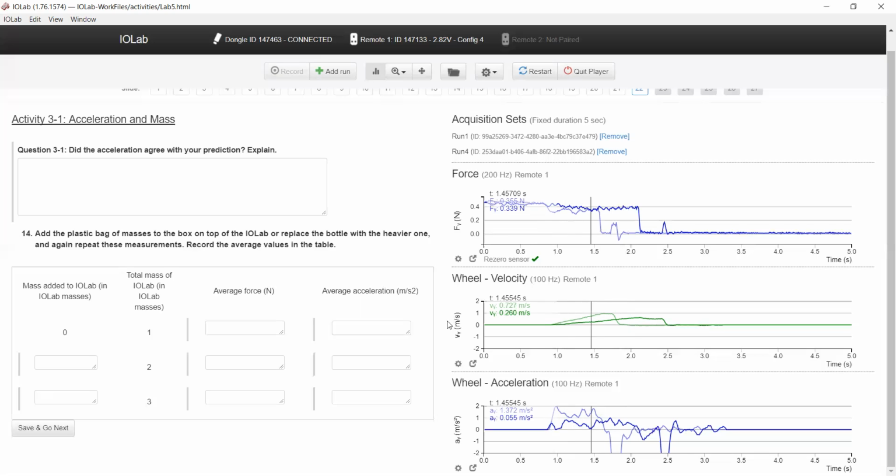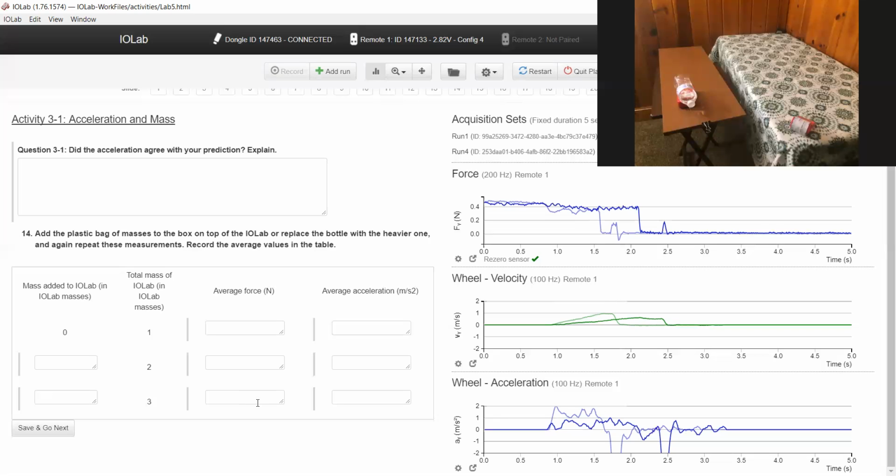Then do the same thing for the third one. Now, instead of this one, you need a water bottle that will have twice the mass. Yeah, we had one, so you will replace this one with the next one that we had twice. That will make it 3 times the IOLab mass, and then you'll have a result for this one. Then you can click on save and go next.